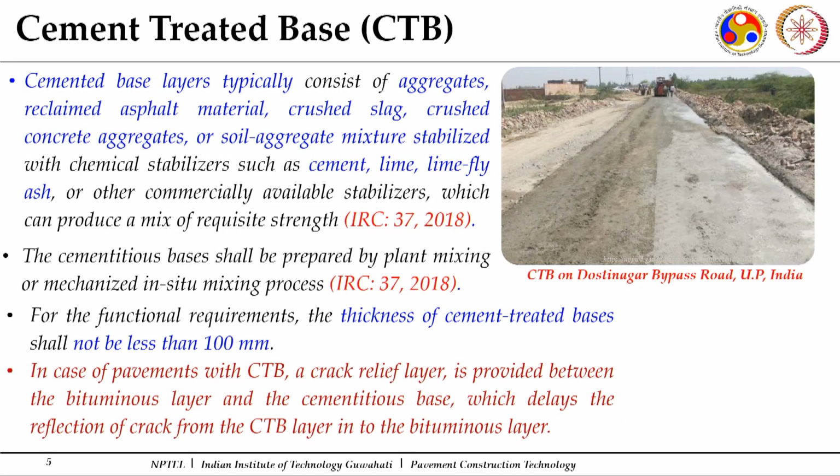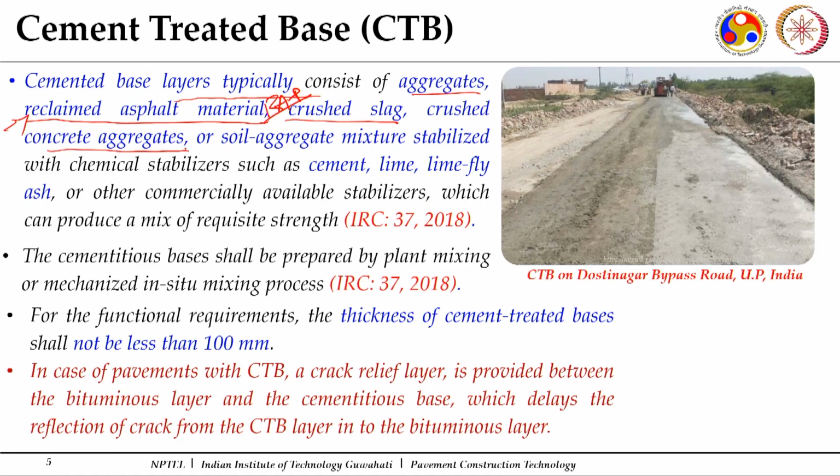Now, in terms of material composition, the MORTH classification, along with IRC 37 2018, states that cementitious base layers typically consist of aggregates, reclaimed asphalt material, that is older asphalt pavements, bituminous pavements. If they are scrapped out and that material is used again, we call it reclaimed asphalt pavement, abbreviation RAP. You can use crushed slags. Nowadays, this is an industrial byproduct. Steel industries generate a lot of slag that can be crushed and used in the construction of base courses.